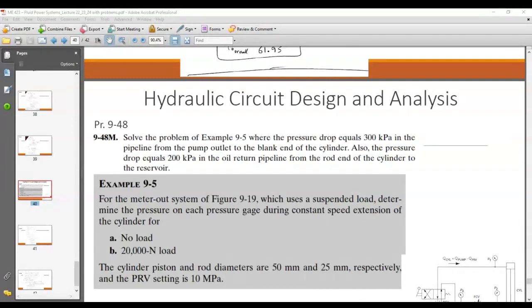So the final exam, please note down, is from chapter number 5 up to chapter number 9. Please note down chapters 5 to 9. So 5, 6, 7, 8, 9. These 5 chapters: chapter 5, chapter 6, chapter 7, chapter 8, and chapter 9.